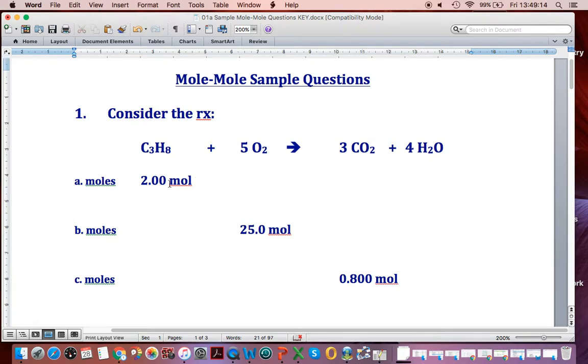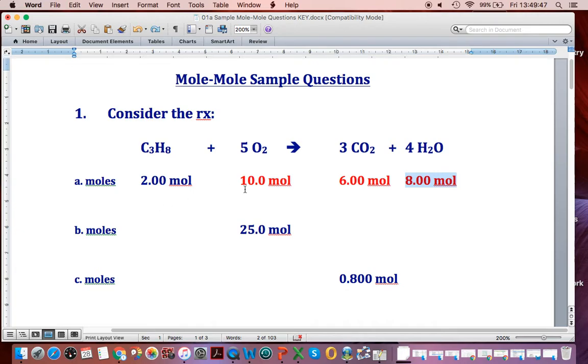The mole ratio in this case is always you look at the destination, the unknown, its coefficient, and you divide it by the coefficient you're starting with. So here I'm looking at 2 times 5 divided by 1, so I get 10.0 moles. So I went boom, multiply by 5 divided by 1. I'll go here, 2 times 3 divided by 1, and I get my 6.00 moles, and the last one I go 2 times 4 divided by 1.